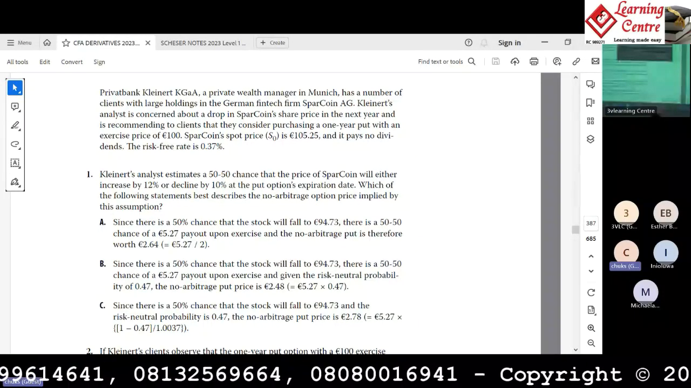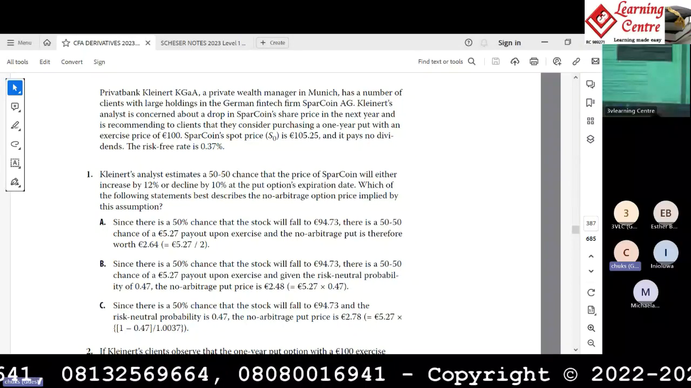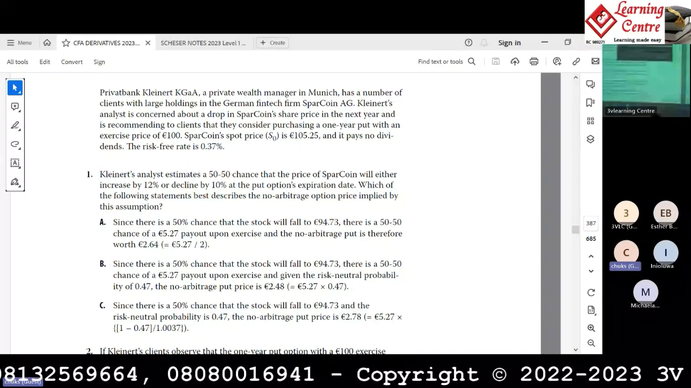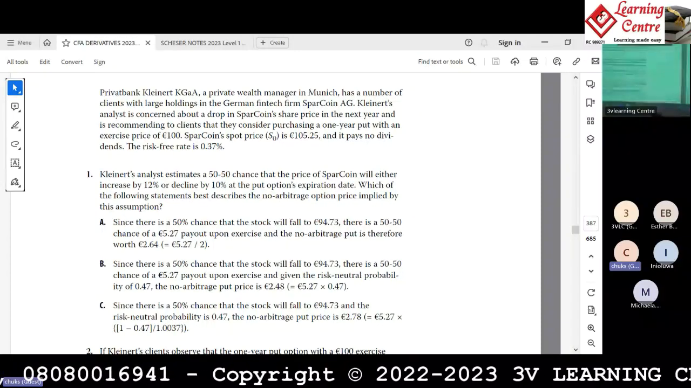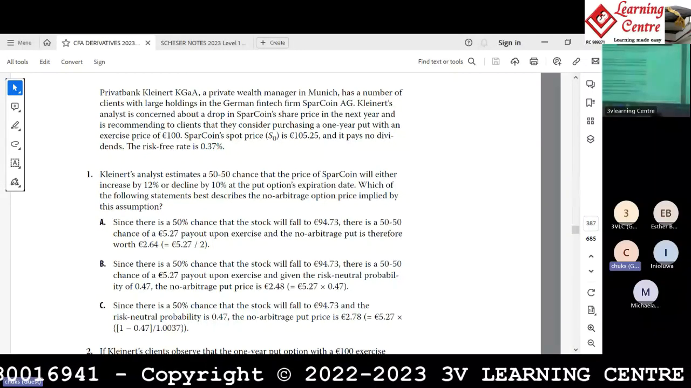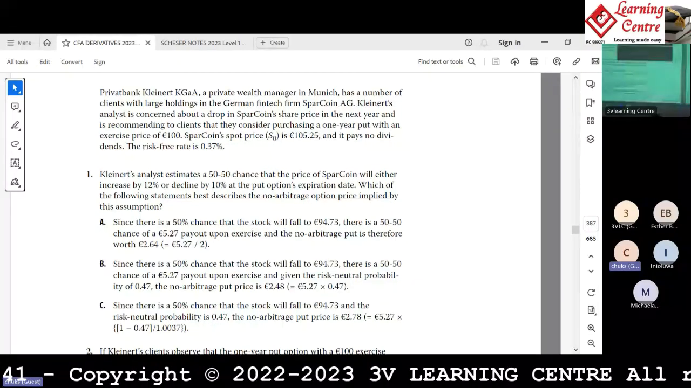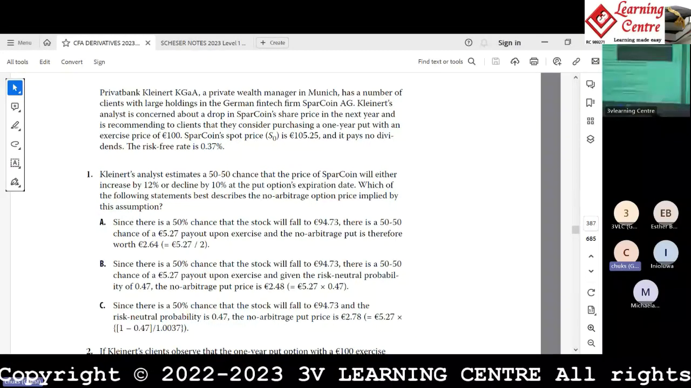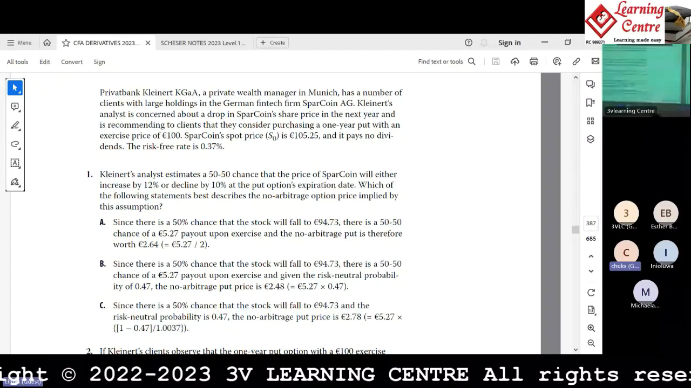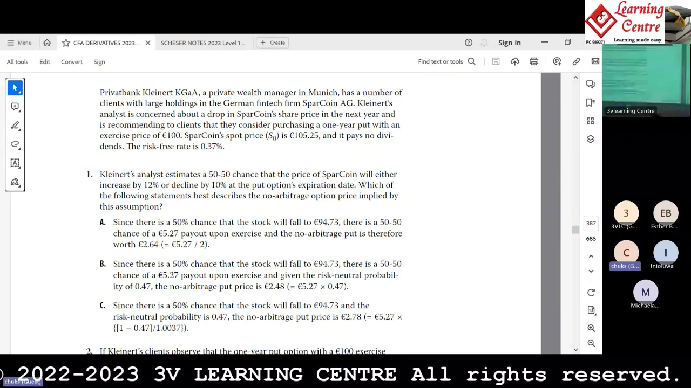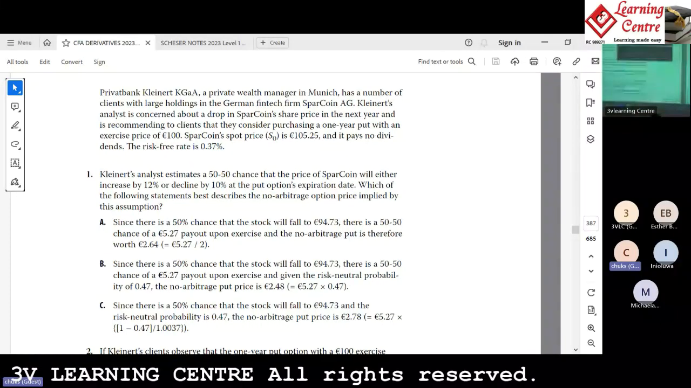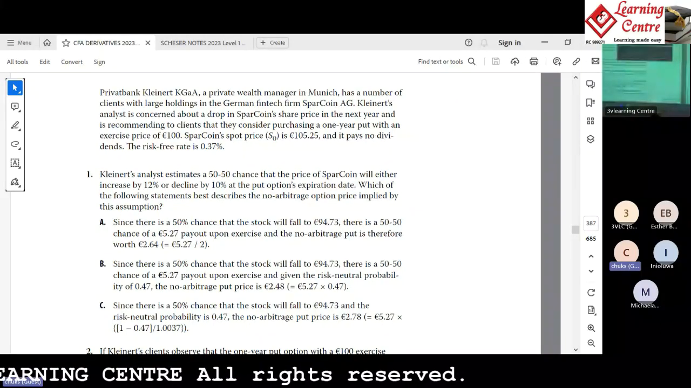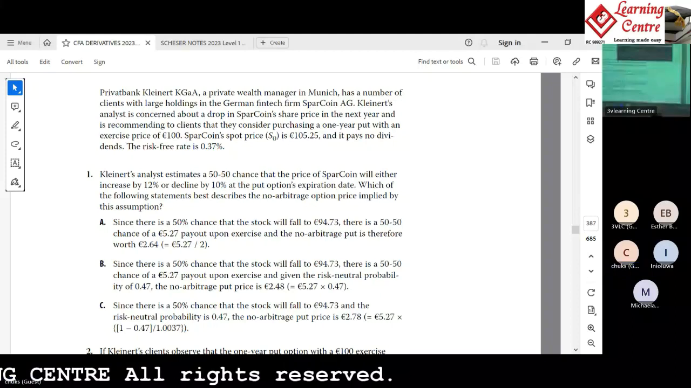So if it goes up by 12%, how do I calculate that? I've been given the spot price at 105, and I've been told that the exercise price is 100, and we are talking about a put option. So I asked myself the first question, what does a put option mean? It means that I want to sell at 100. So if I see any price greater than 100, I will not exercise. If I see a price less than 100, I will exercise. That's the first thing in my mind.